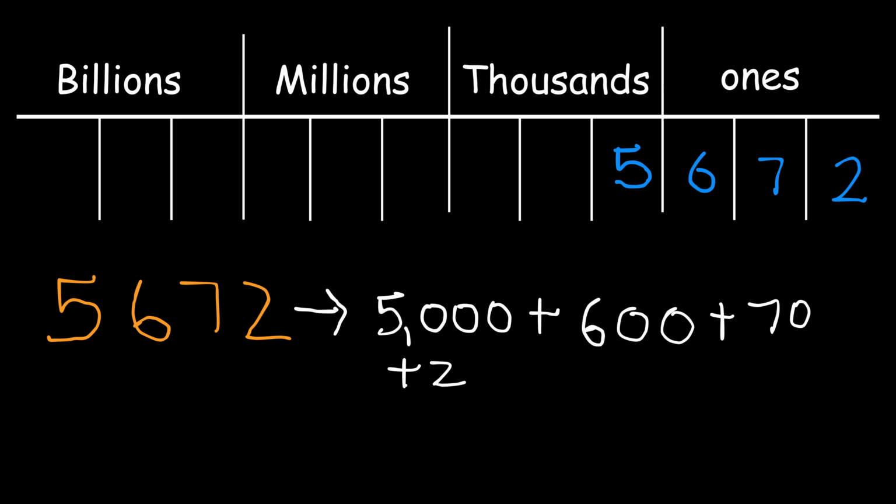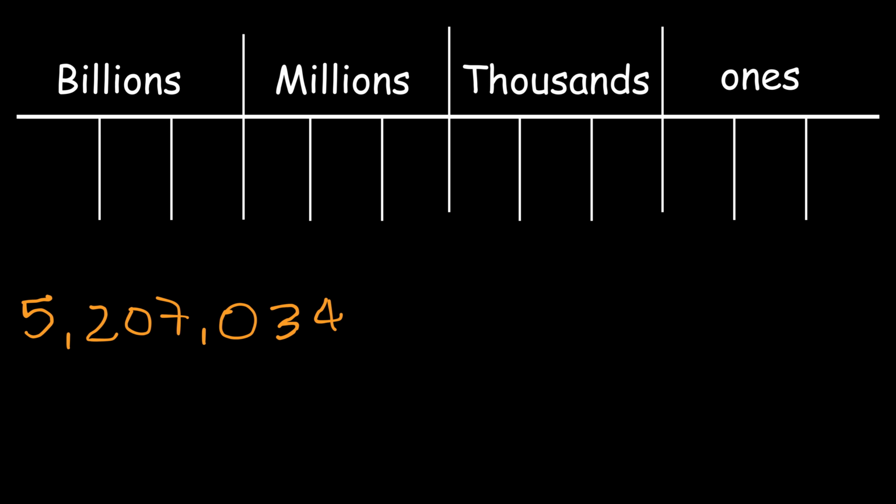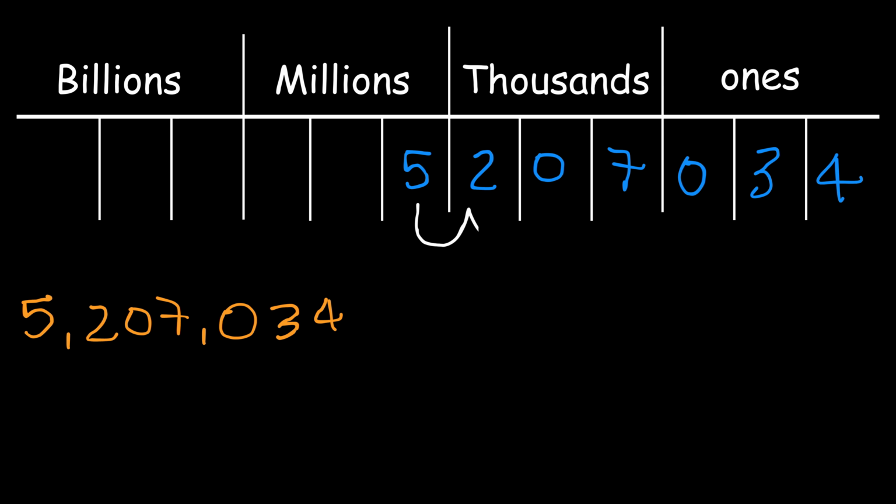Now, if we add 5,000 plus 600 plus 70 plus 2, it should give us 5,672. Here's another example, 5207034. Let's start with the digit 5. The digit 5 is under the millions place value. So let's move towards the right. 1, 2, 3, 4, 5, 6. So 6 zeros will follow after the 5.